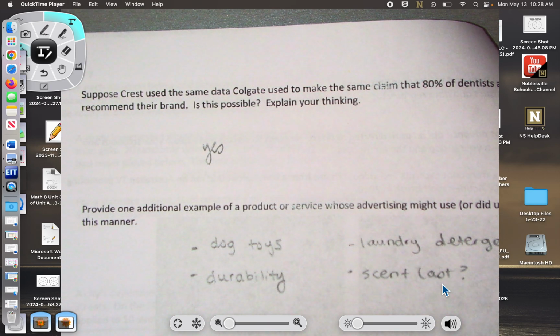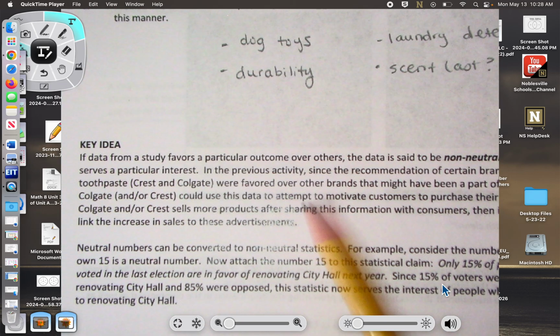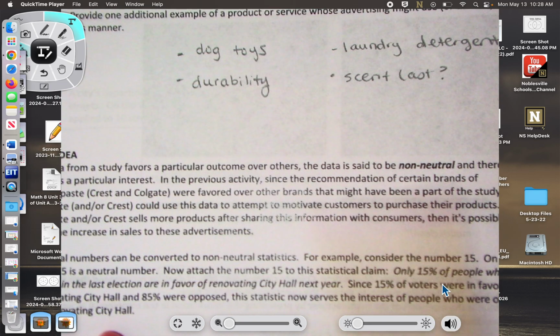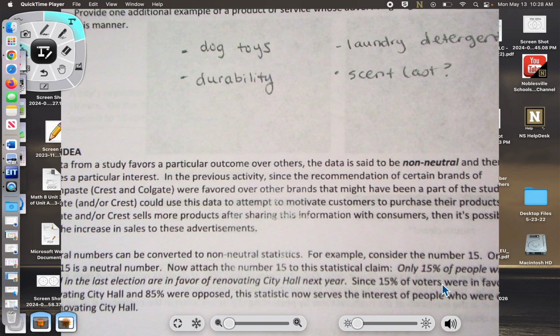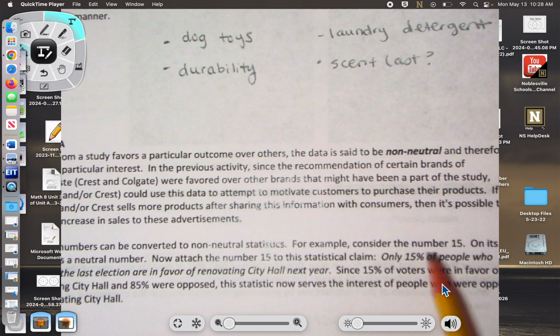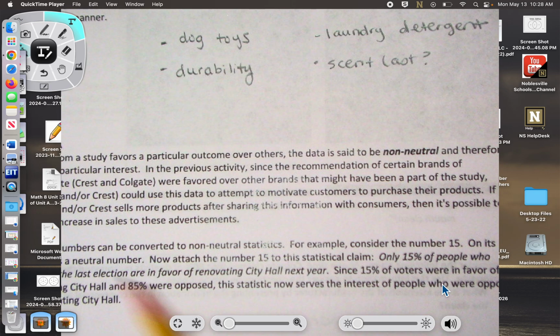Okay. If data from a study favors a particular outcome over others, the data is said to be non-neutral and therefore serves a particular interest. In the previous activity, since the recommendations of certain brands of toothpaste were favored over other brands that might have been part of the study, Colgate and Crest could use this data to attempt to motivate customers. Neutral numbers can be converted to non-neutral statistics. For example, consider the number 15. On its own, 15 is a neutral number.